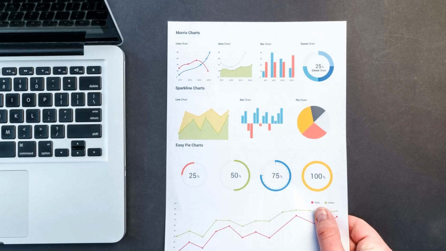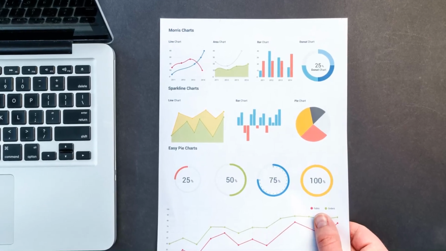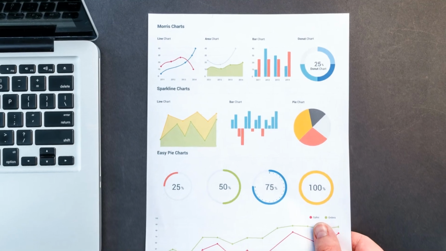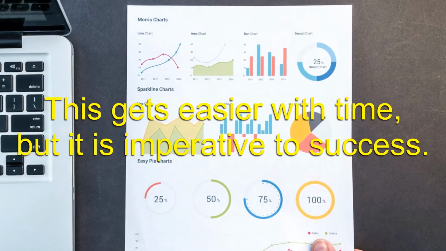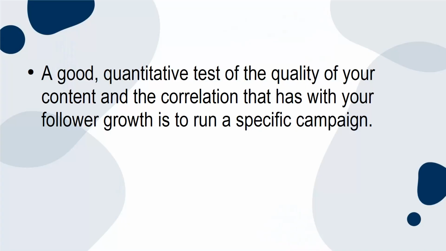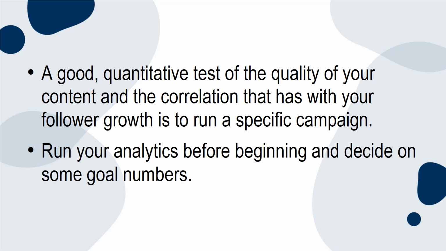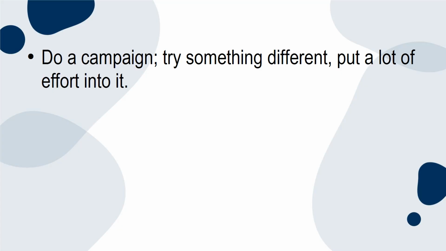Good social media marketing requires a lot of introspection and a lot of analysis. This gets easier with time, but it is imperative to success. A good quantitative test of the quality of your content and the correlation that has with your follower growth is to run a specific campaign. Run your analytics before beginning and decide on some goal numbers. Do a campaign. Try something different.